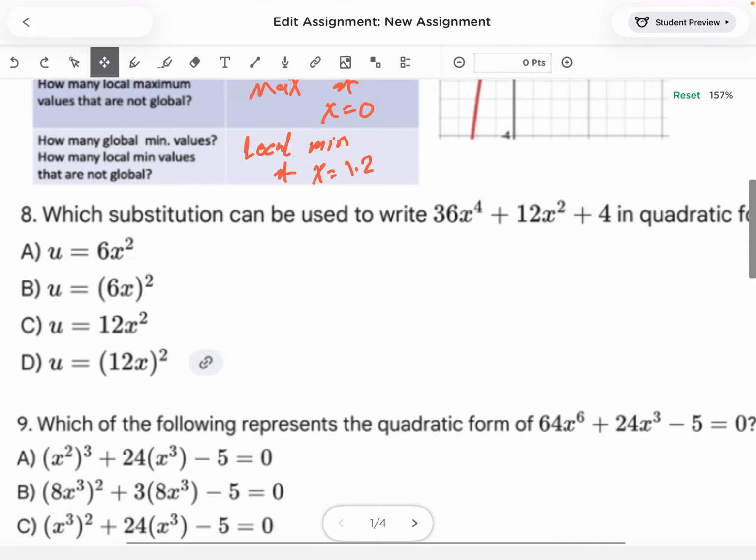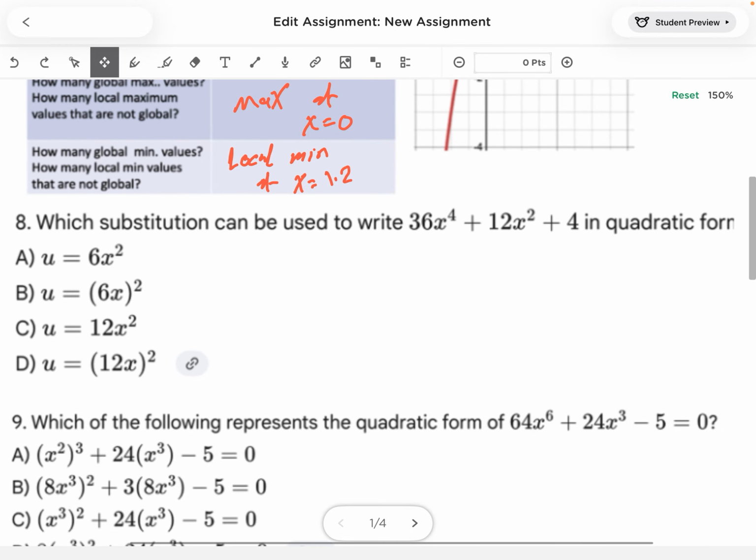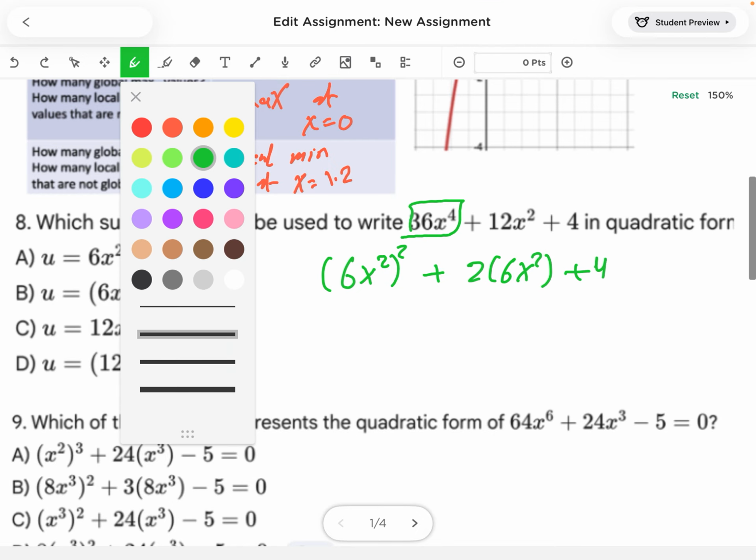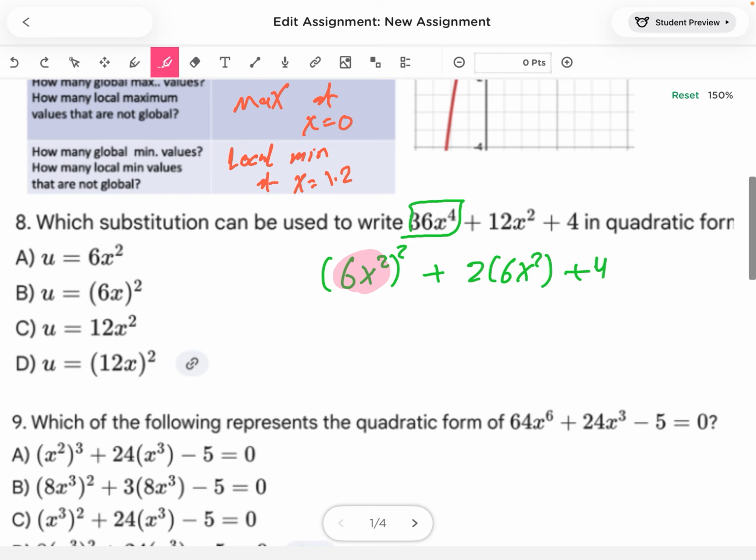Next question. Which substitute could be used to write the quadratic function? We take the square root of the first term, so it would be 6x to the power 2, squared. Plus, now I have to ask myself, 12 is 6x squared times what? 12 is 2 times 6x squared. Plus 4. So this is the value of u that we can consider, it should be the same. So if we replace it, it will be u squared plus 2u plus 3. So the answer is A.